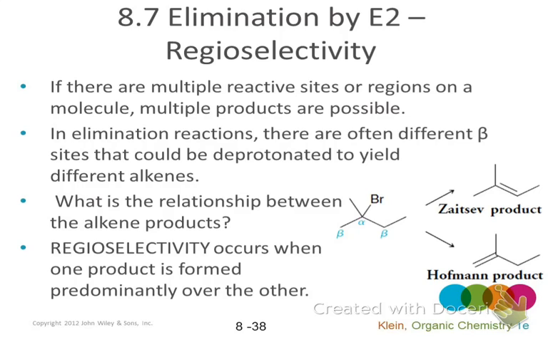Zaitsev's a guy's name. It doesn't actually mean most stable, but in terms of what we use it as, you have Zaitsev as the most stable, and then you have the anti-Zaitsev. Since Zaitsev is the most stable, the anti-Zaitsev must be the least stable. So the Zaitsev is the major product when you have a good leaving group. Okay? And so far, all we've talked about is good leaving groups.